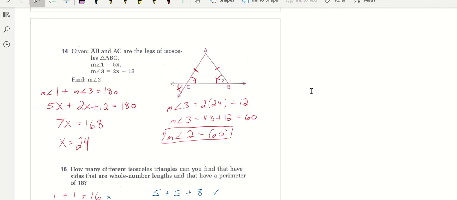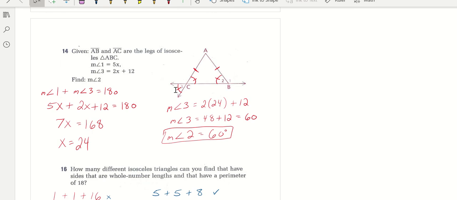Number 14. AB and AC are the legs of isosceles triangle ABC. AC and AB are the legs. Remember, the base angles are congruent as well. So angle ACB and angle 2 have to be congruent to each other.